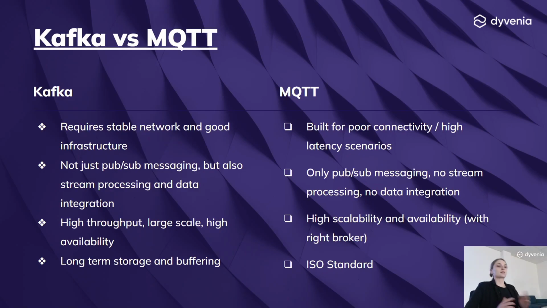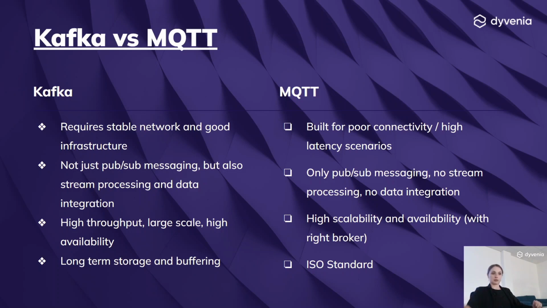So let's compare Kafka and MQTT. MQTT is very famous, I hope you know it. It's usually used in IoT projects. What are the differences between Kafka and MQTT? One of the most important ones is that Kafka really requires a stable network and good infrastructure, while MQTT is okay if you don't have the best connectivity. It's built for high latency scenarios, that's fine.